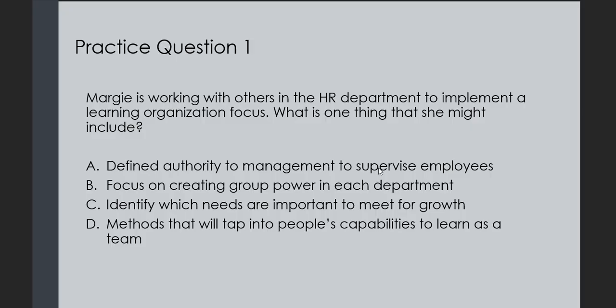Margie is working with others in the HR department to implement a learning organization focus. What is one thing that she might include? Take a few seconds to read the potential answers and lock in your answer, and after that I will reveal the correct answer.